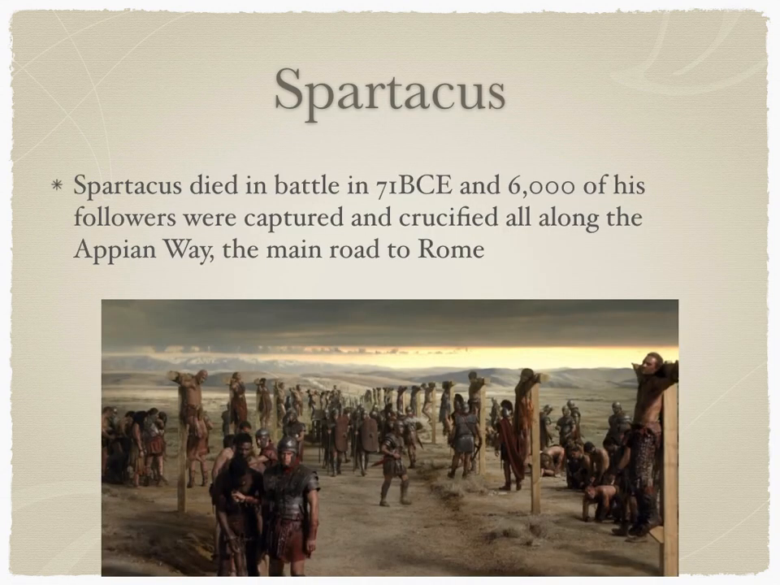Spartacus died in a battle in 71 BCE, and 6,000 of his followers were captured, and they were crucified, lined up all along the Appian Way, the main road to Rome. 6,000 crucifixions lined along the road as a warning to anyone who tried to rebel against Roman power.